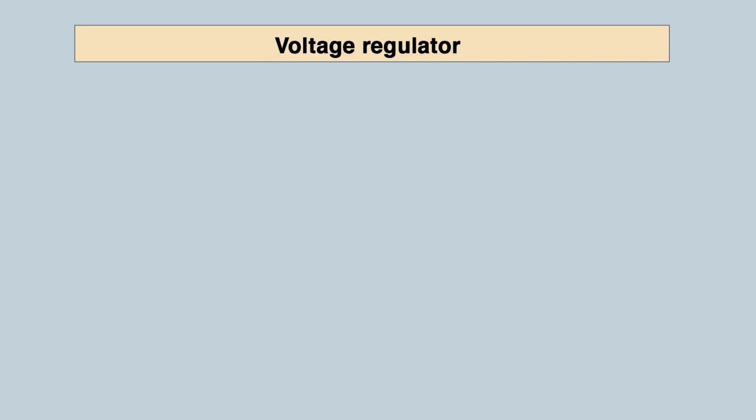Let's discuss the main application of the Zener diode. Zener diodes are used in voltage regulators. A voltage regulator is a device that regulates the voltage level.